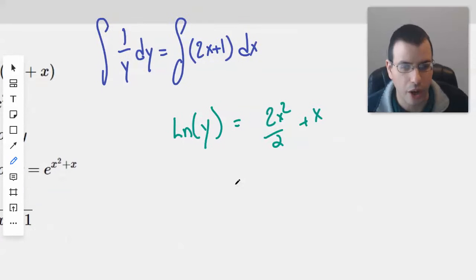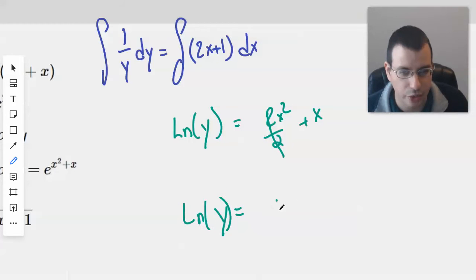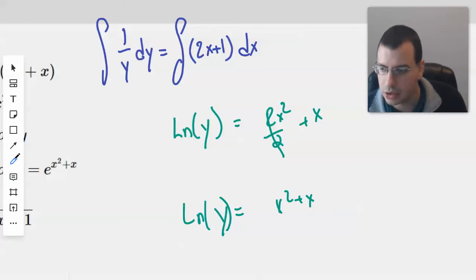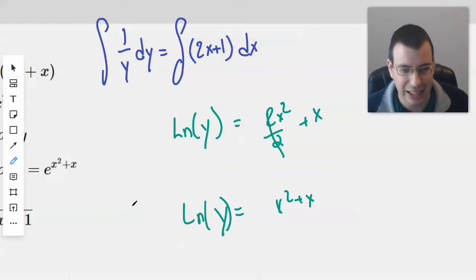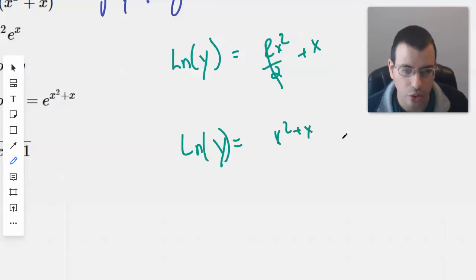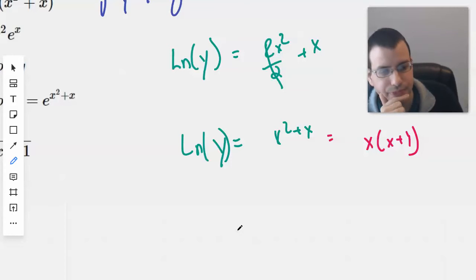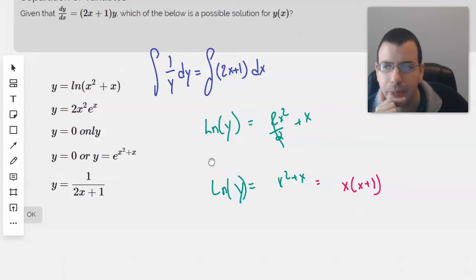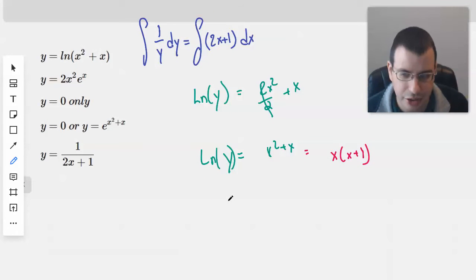Okay, so we're trying to solve for y. So then this would cancel. And so we would have natural log of y equals x squared plus x. And I will rewrite this slightly, so equals x times x plus 1. So I'll take both sides to the exponent. So y equals e to the x times x plus 1.